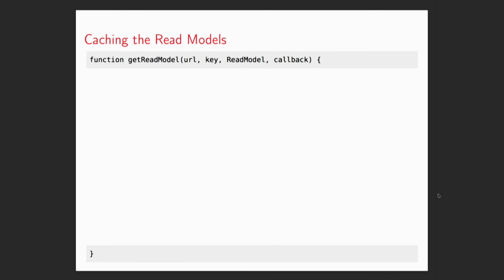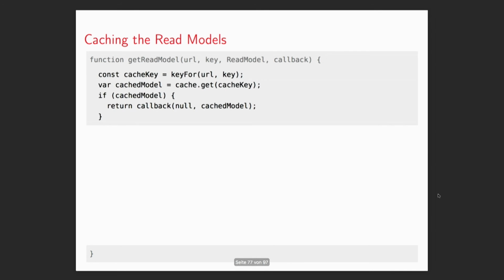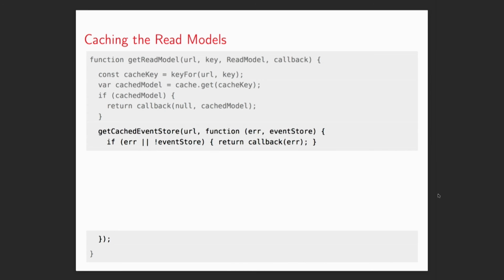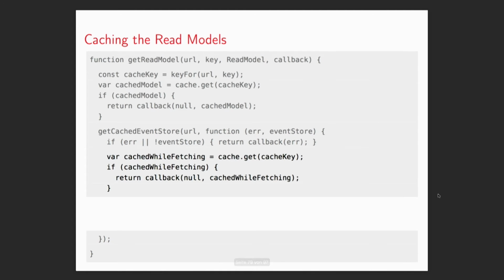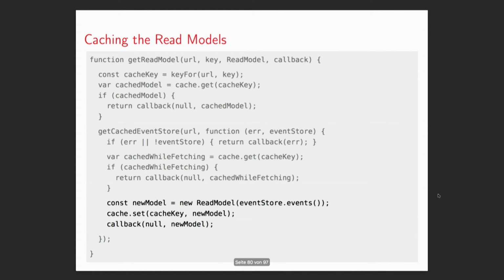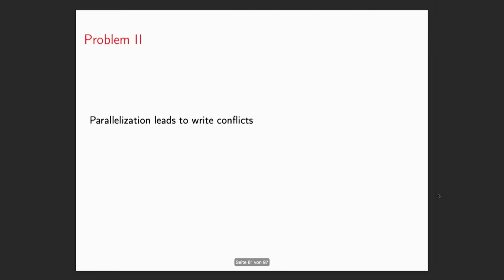So for the read model, it's basically the same. We first look into the cache, then we try to get the cached event store, because we need that for the events on startup of the read model. We look into the cache again, because this cached event store can also be parallelized. And then we can create the read model, give it all the events, so it can process them like I showed you before. We can put the read model into the cache, and we're fine.